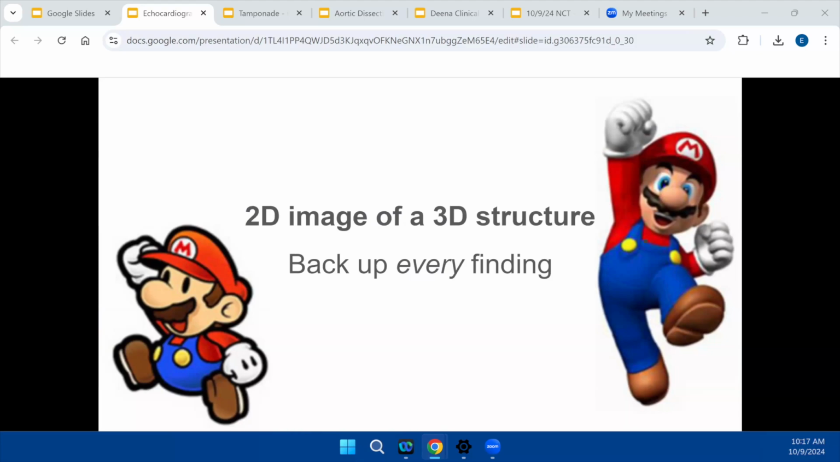All right. So this is probably my most important slide. Because we're so bad at echo, just know that every image that you clip is a 2D image of a 3D structure. You're getting one little slice of something that has an infinite number of slices, right? So if you find something, please make sure you back it up in another view.